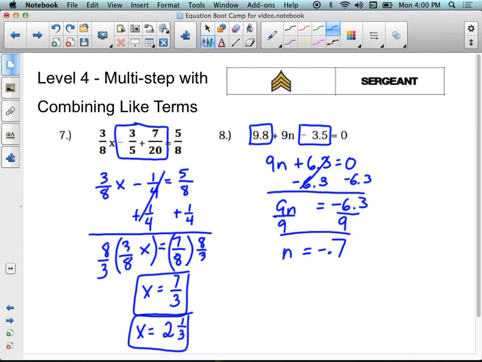Okay? Don't be alarmed by decimals and fractions. They're no different from any other problem. These are just two-step equations. Combine your like terms, do your addition or subtraction to eliminate the constant, and then do multiplication or division to eliminate the coefficient of the variable.